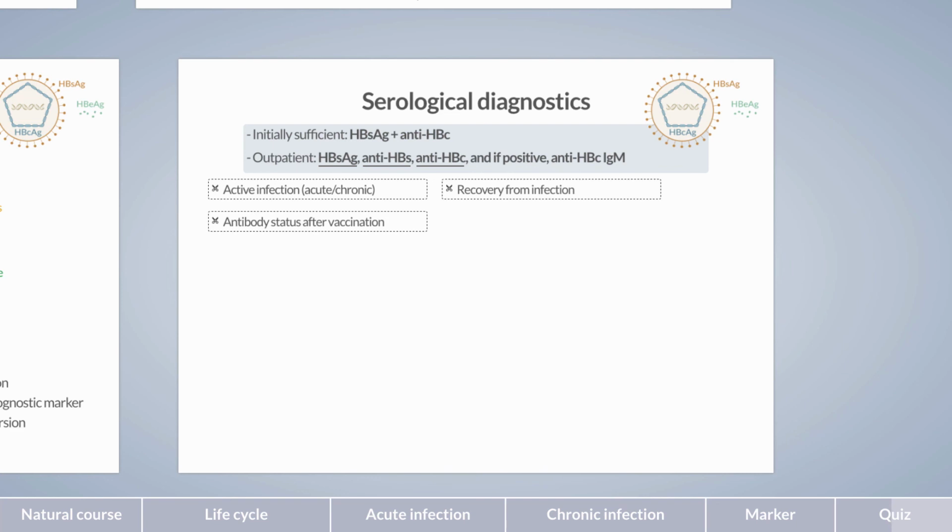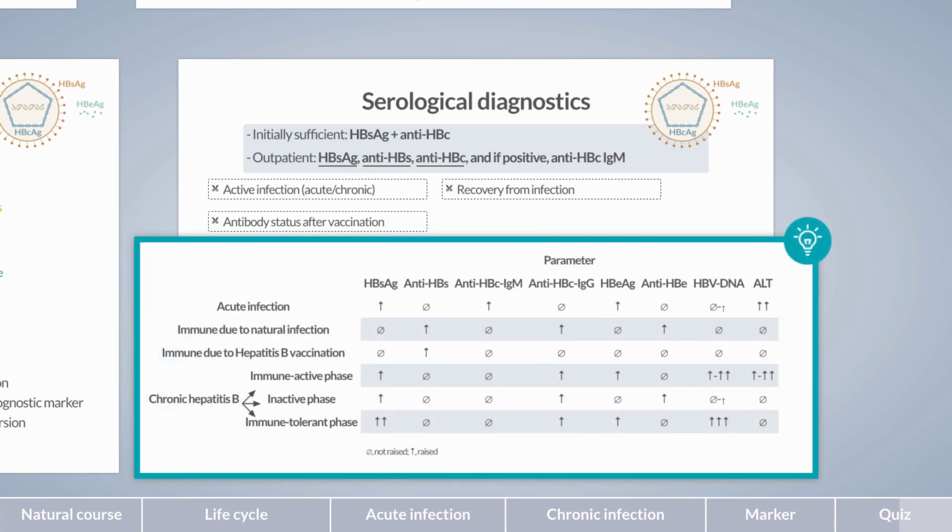The chronic forms of hepatitis B infection can be differentiated in subsequent testing for HBe antigen and anti-HBe antibody and the presence or absence of liver cell damage. Here is an overview of the different phases and their corresponding markers, which have been discussed in this episode. It can also be found in the library, where you can go through the table in your own time.